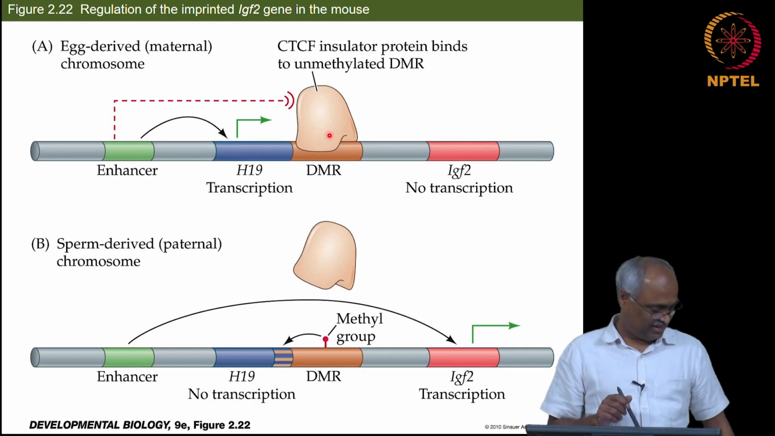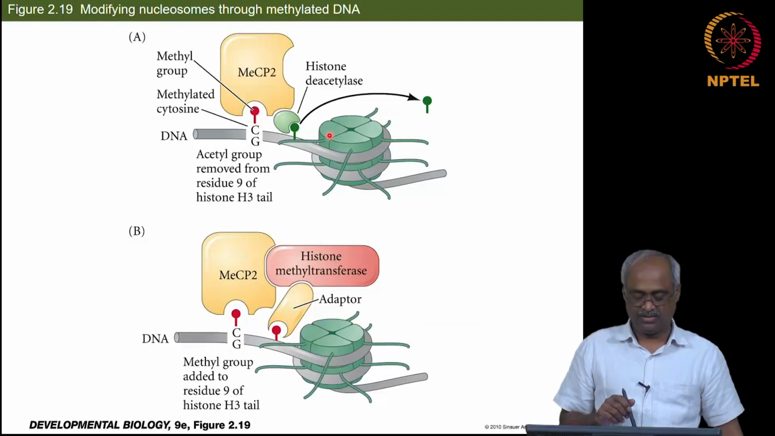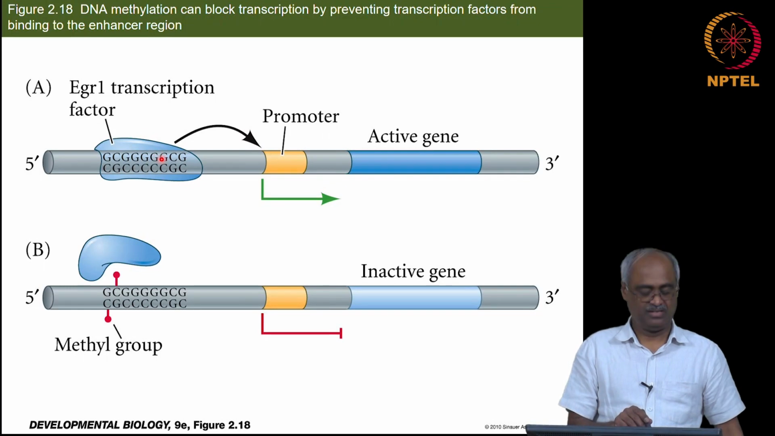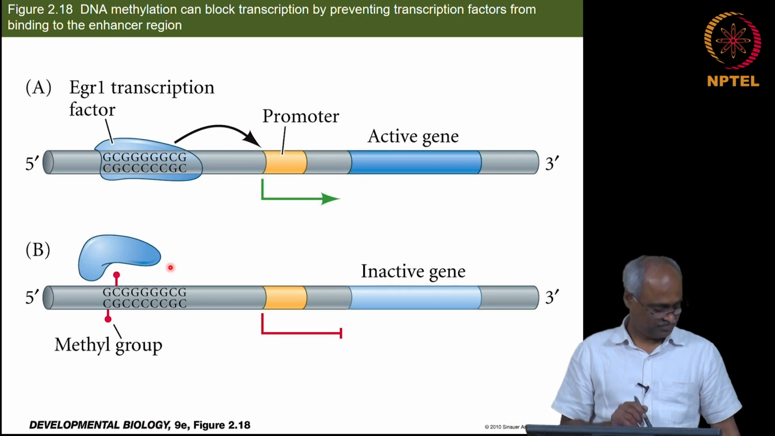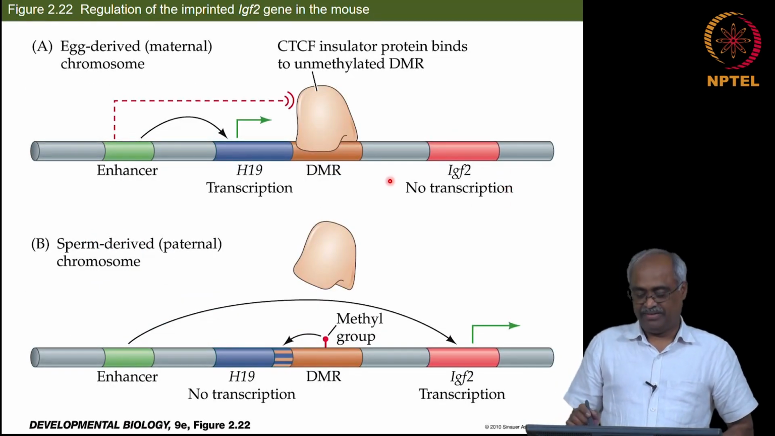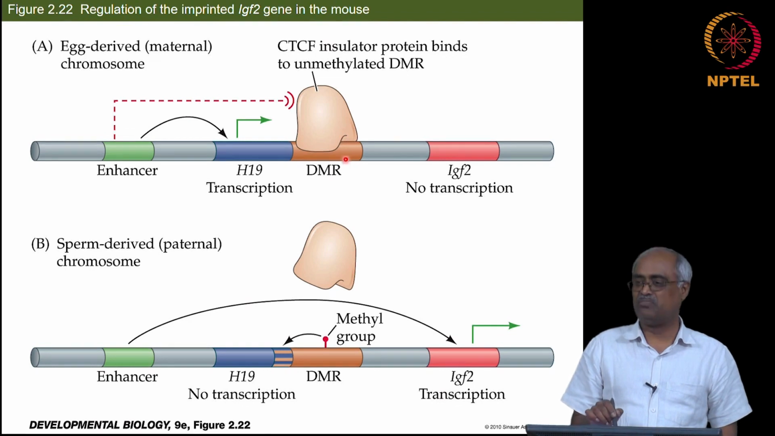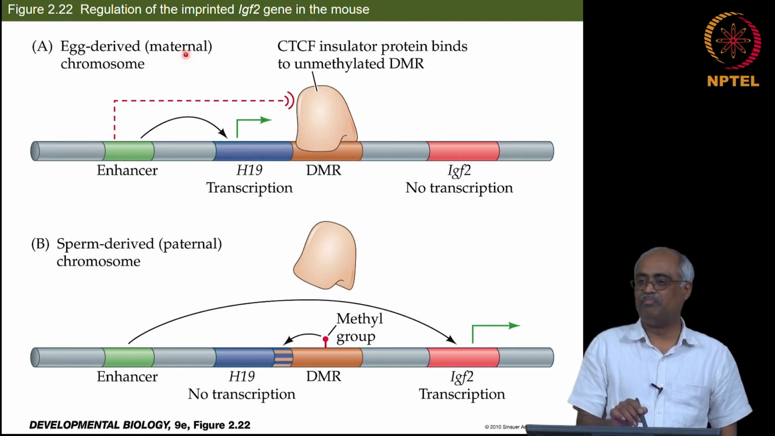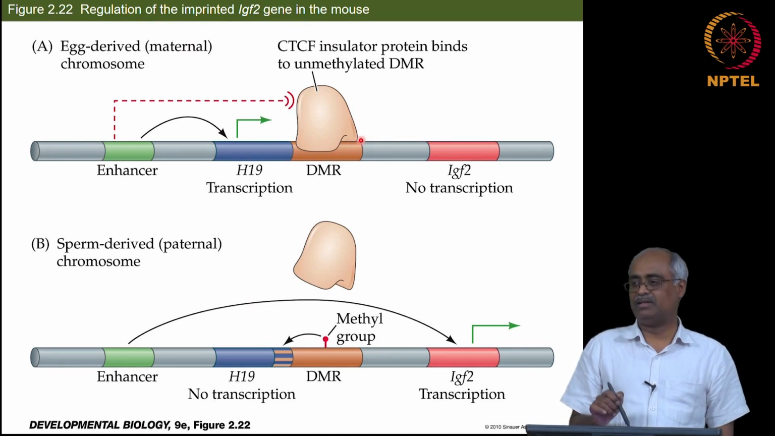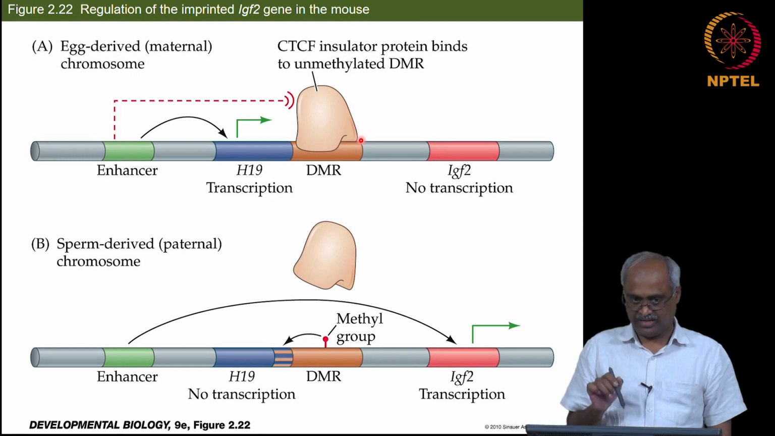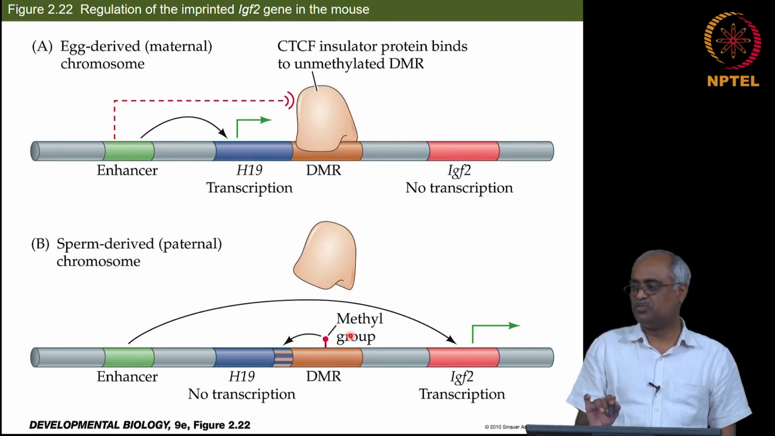Remember in the previous case, several slides ago, we saw a situation where the activator binds to unmethylated DNA and does not bind to methylated DNA. So, here what we are finding is that methylation inactivates. This IGF2 will not be produced when this is not methylated. That is the case in the maternal genome here. This is methylated in the paternal chromosome, which means this locus gets methylated during spermatogenesis, not during oogenesis.